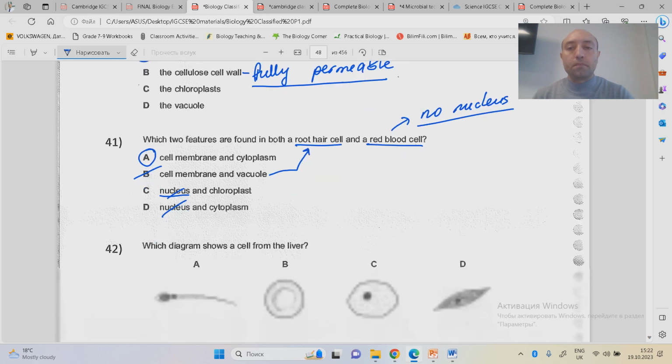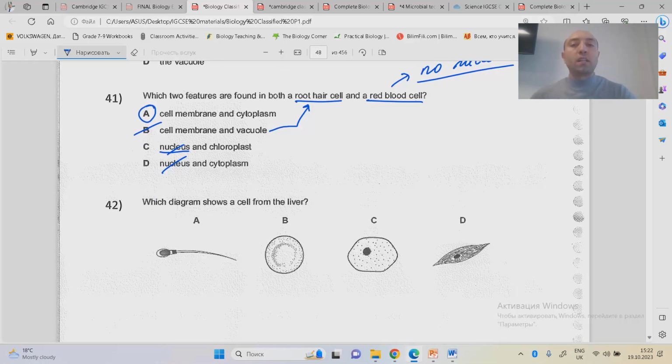The answer is A. Which diagram shows a cell from the liver? As we said, the liver cell is C. You know that A is a sperm cell, B is a red blood cell, C is a muscle cell.